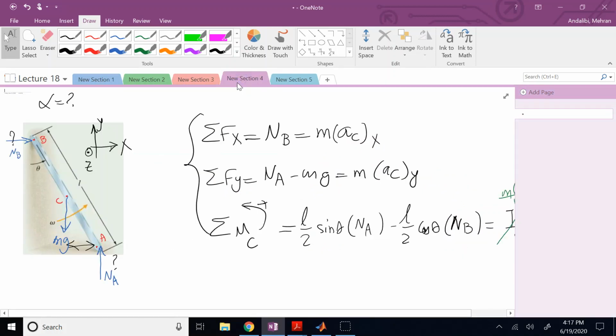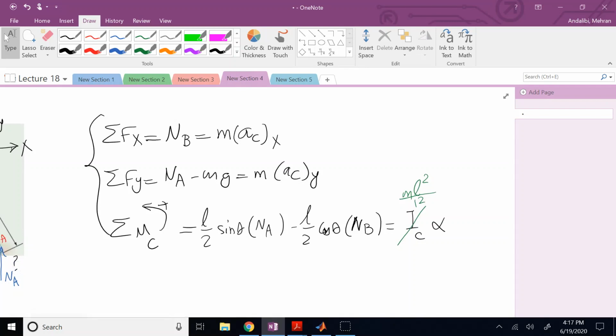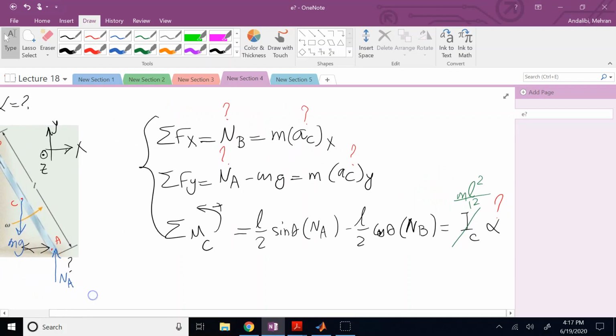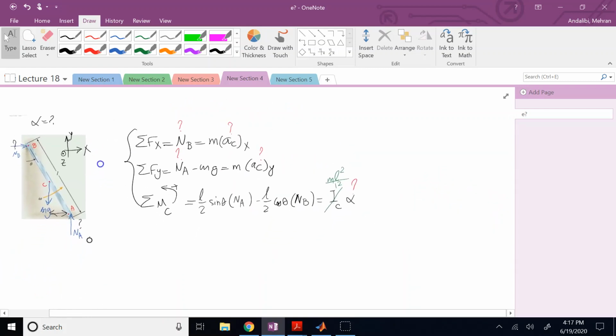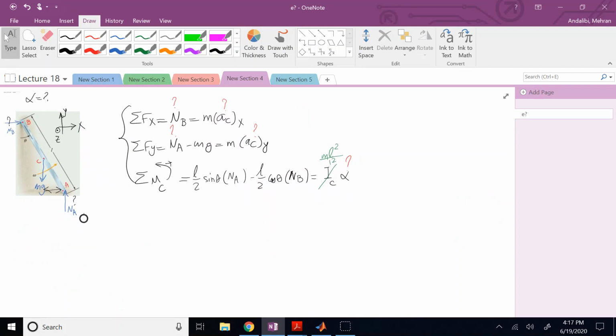So now we have 3 equations, but how many unknowns? Well, I don't know N_A, I don't know N_B, I don't know alpha, and actually at the moment I don't know a_Cx and a_Cy. What are those? No mention of them in the problem. So what should I do? I have 3 equations and 5 unknowns. And by the way, as I said always, a good practice is to number your equations. So give them a number.